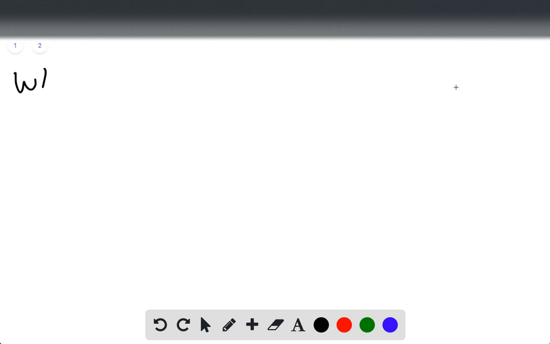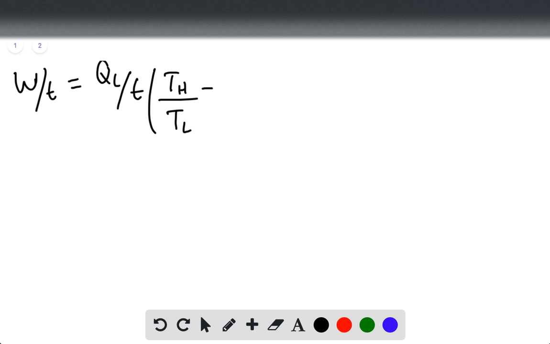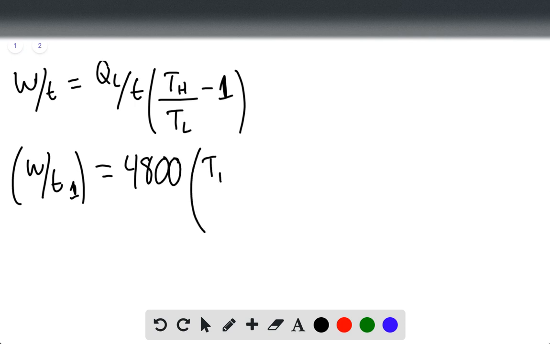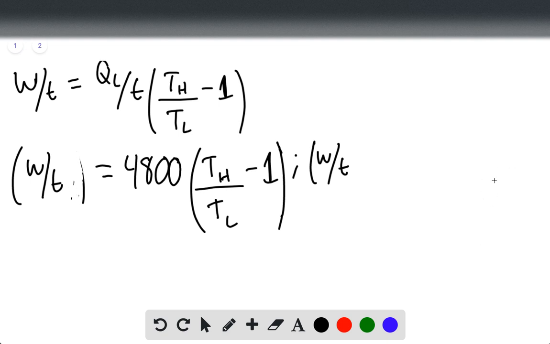And we can divide by time. So work divided by time is going to equal Q sub L divided by time, and then we'll say T sub H over T sub L minus 1. And we actually have these. So we can say work over time for 1 will equal 4,800 times T sub H over T sub L minus 1. Work over time sub 1, so it'll be outside the parentheses. And then sub 2, this is going to equal 500 watts.